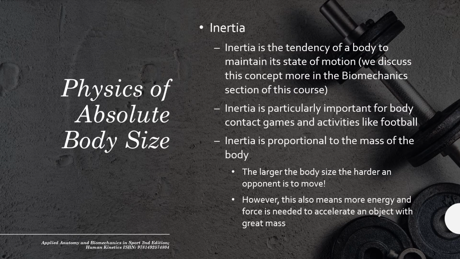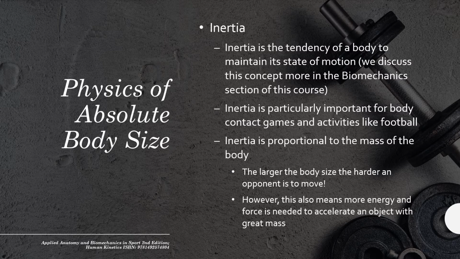So first concept is inertia. By definition, inertia is the tendency of a body to maintain its state of motion. So if an object is at rest, it likes to stay at rest. If it is moving, it likes to try to stay moving. Inertia is going to be a big deal when we participate in anything that has contact, so body contact games like football. This means that having a state of rest or a state of motion is going to really impact the gameplay.